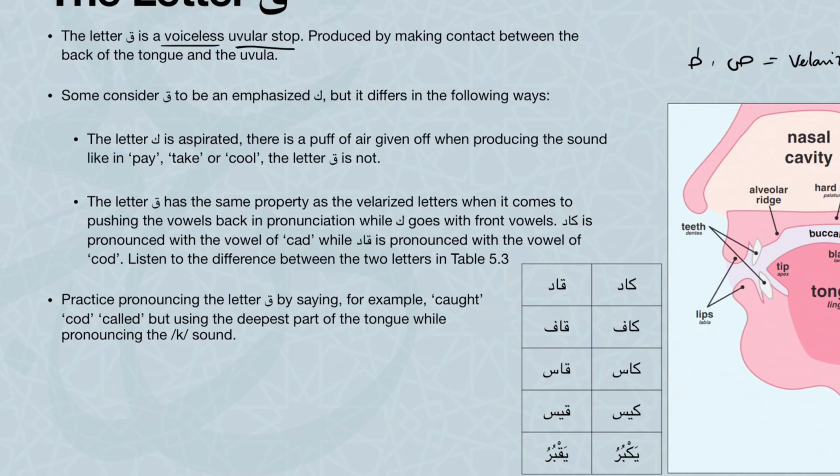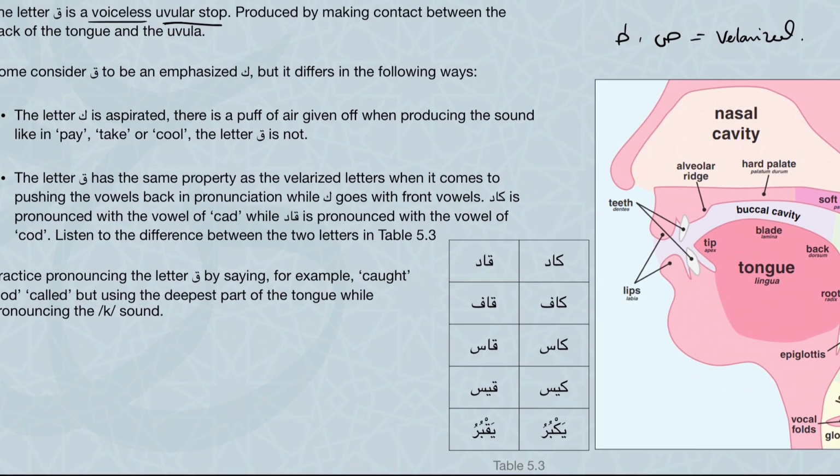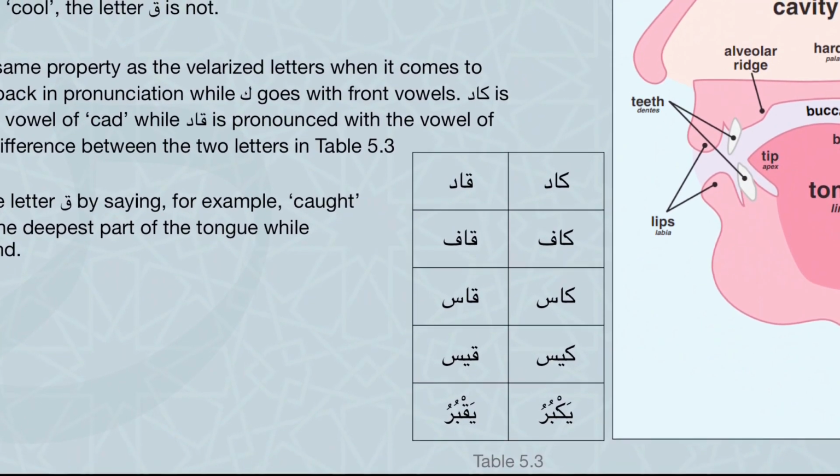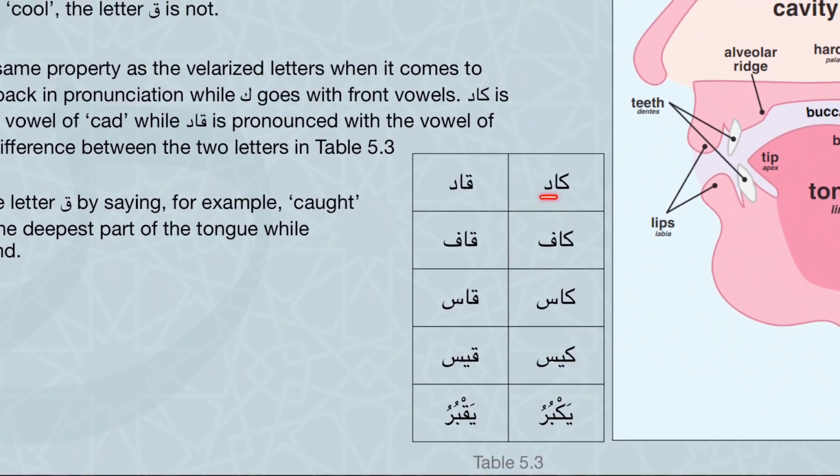So how would we perceive this difference? We've learned the first example, cad or kada, qada. Even in the word qada itself, you can hear the two variations of the vowel. Qada, qada, o and a. Kaf, qaf, kaf, qaf.